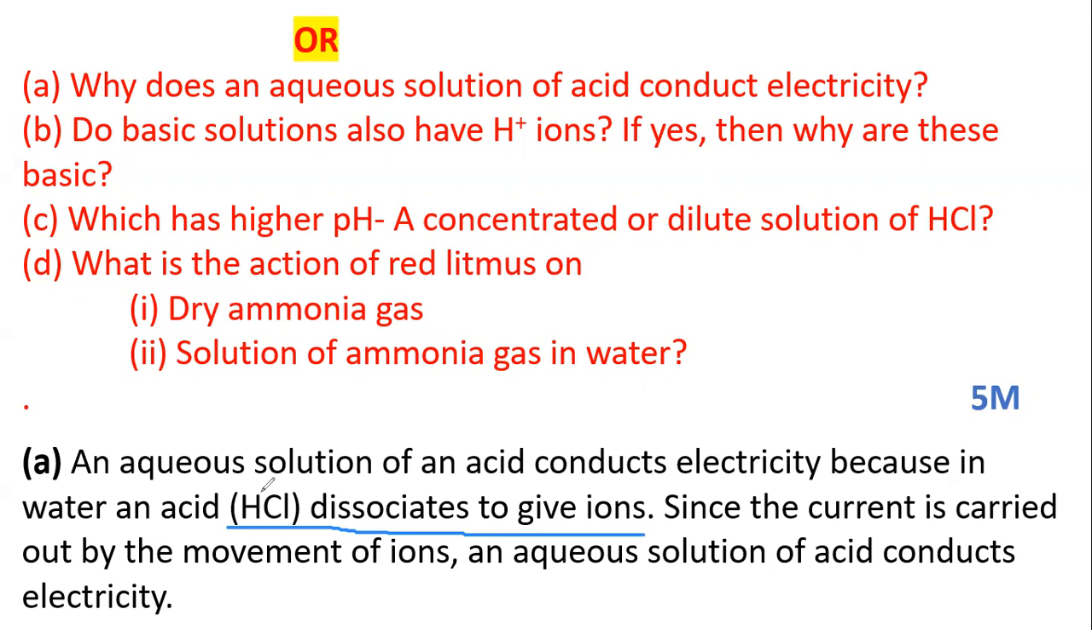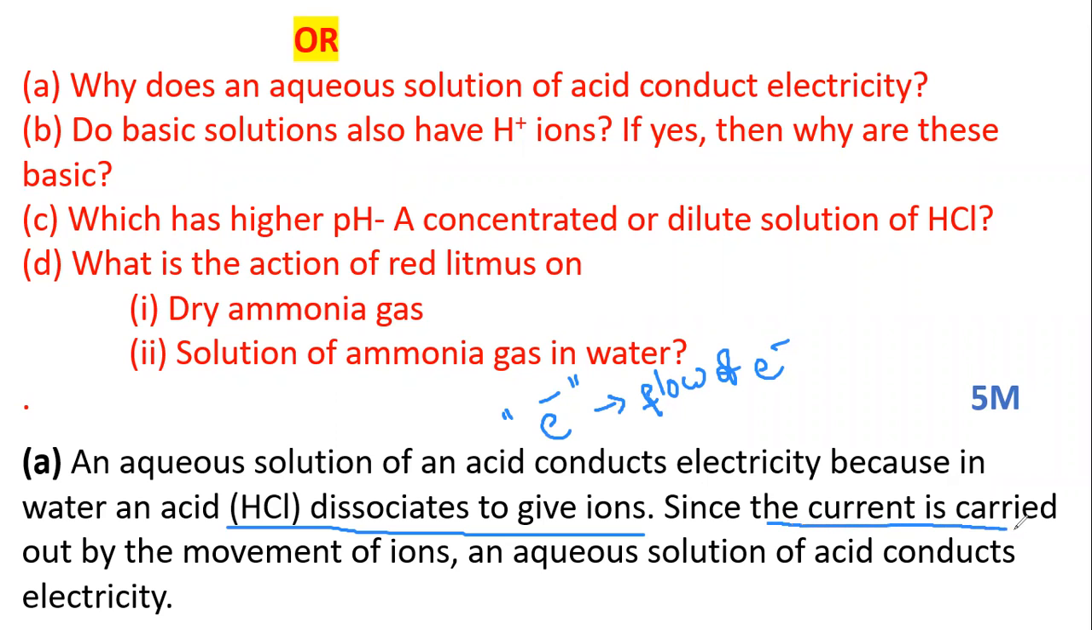Either acid, in the sense H plus, or base, OH minus ions, will get released. Due to the formation of those, there is a liberation of ions along with the electrons. What is meant by current? Flow of electrons is nothing but the current. From where to where are electrons flowing? By the formation of ions, from one ion to another ion, from positive to negative, electrons are flowing, right?